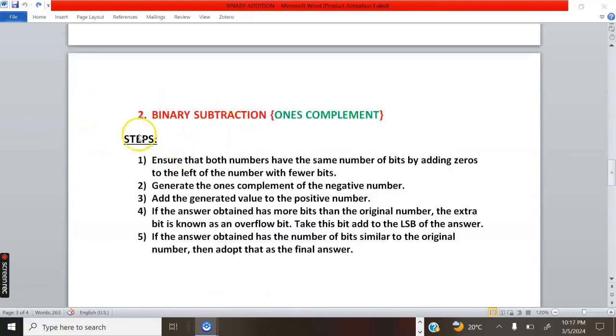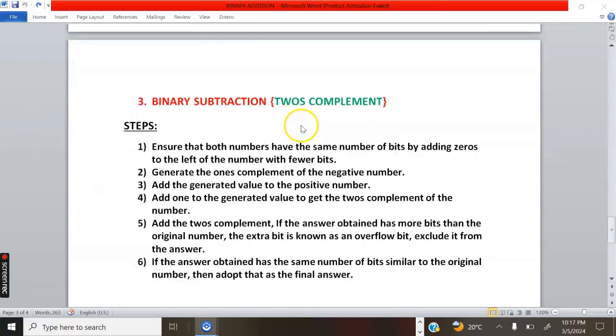In the next part, we are going to look at binary subtraction. Instead of the one's complement, for this one we are going to use the two's complement method. Step one, ensure that both numbers have the same number of bits by adding zeros to the left of the number with fewer bits. If the first number has 4 bits, the other number is also supposed to have 4 bits, so if a number has fewer bits, add zeros to the left-hand side.